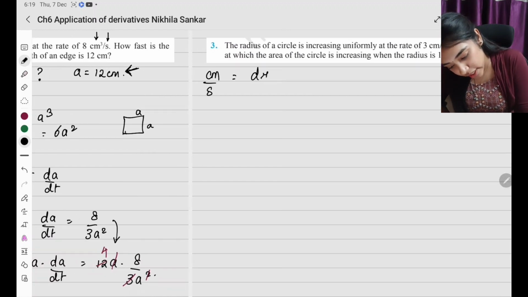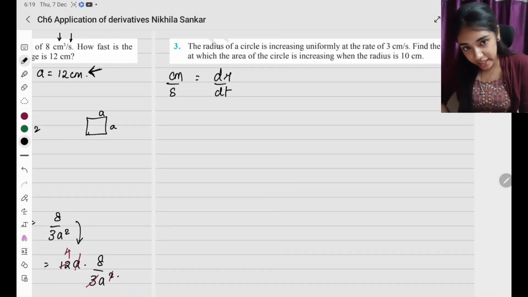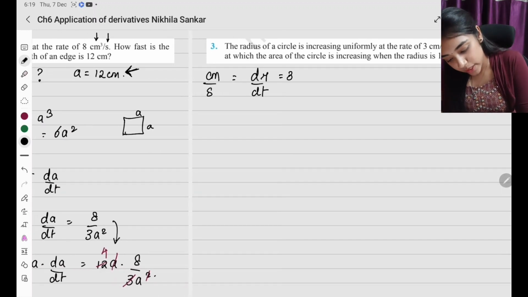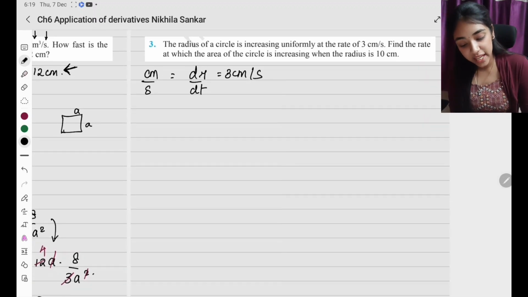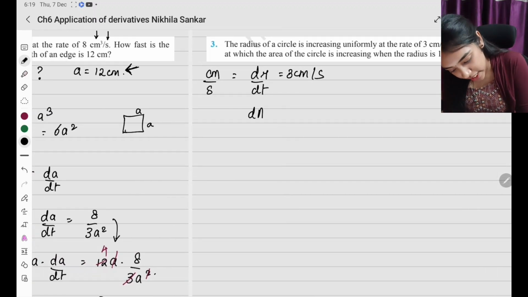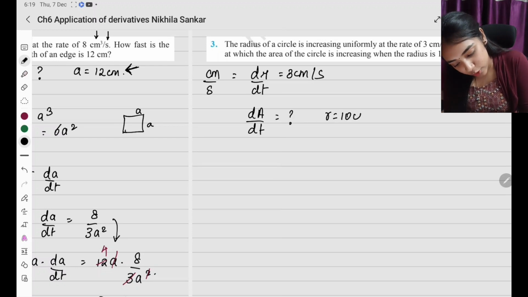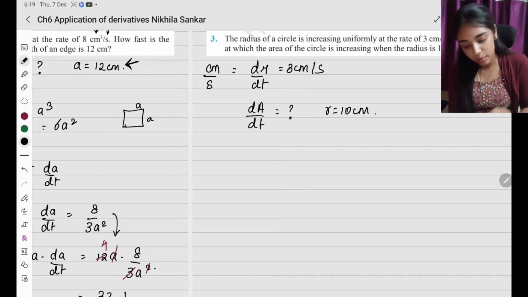Now we are talking about radius with respect to time. Change of radius with respect to time is given to be 3 centimeter per second. Find the rate of change at which the area of the circle is increasing. So dA by dt is asked when the radius is given to be 10 centimeters. Okay, shall we solve? This is very easy.